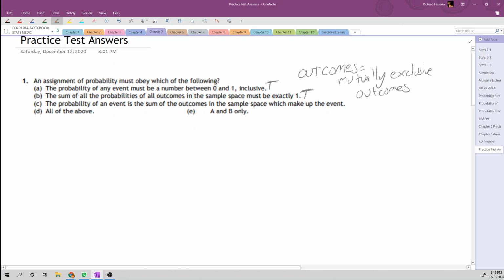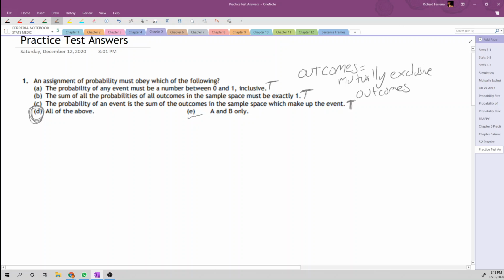Letter C, the probability of an event is a sum of the outcomes in a sample space which make up that event. Now that, I think, on this reading is true. Because, again, we're saying that outcomes means mutually exclusive outcomes. So the sum of all the mutually exclusive outcomes would have to be the same probability as the event. So this time we're saying this is going to be all of the above.